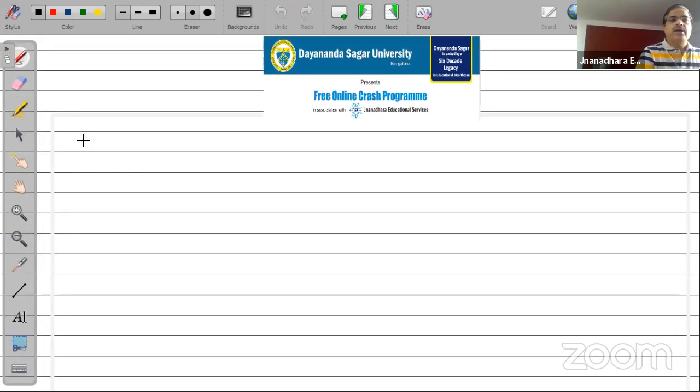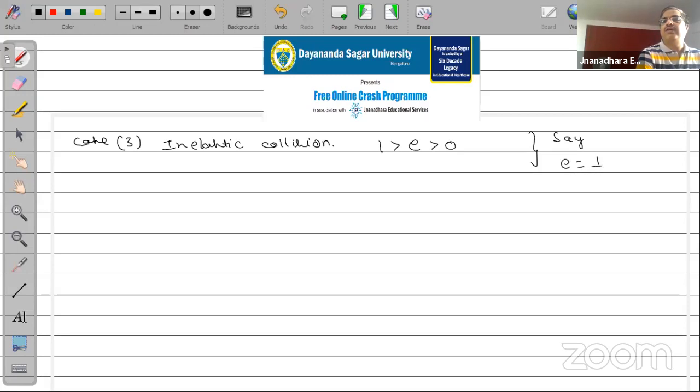The case 3 now will be that of inelastic collision. Here, e is actually between 1 and 0. It can have a value like 1/2, 1/3, 1/4 like this. This coefficient of restitution can actually have these values.